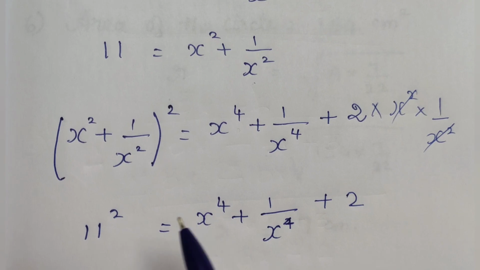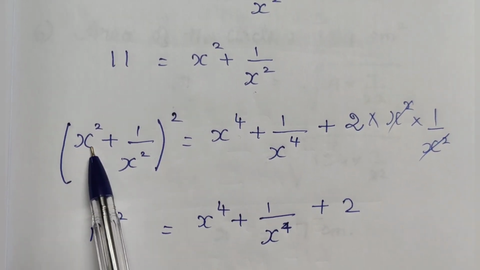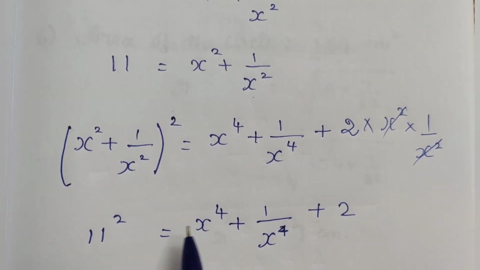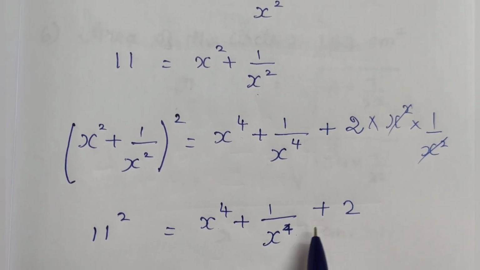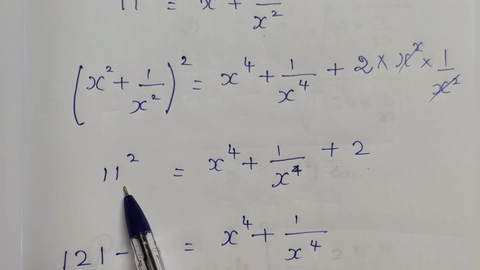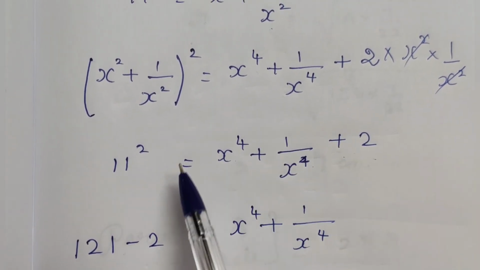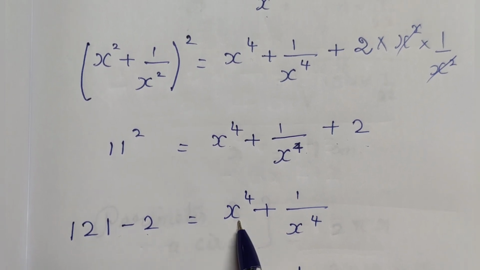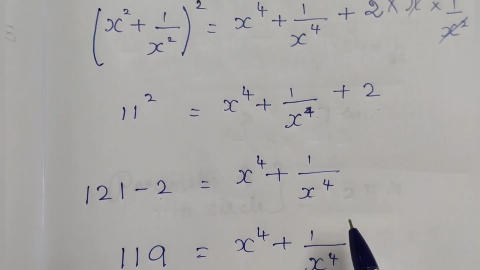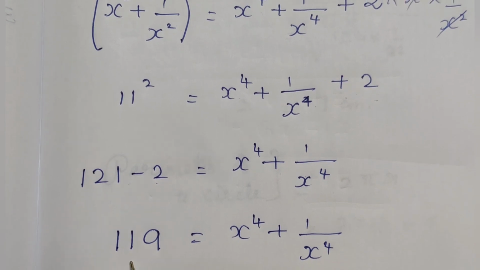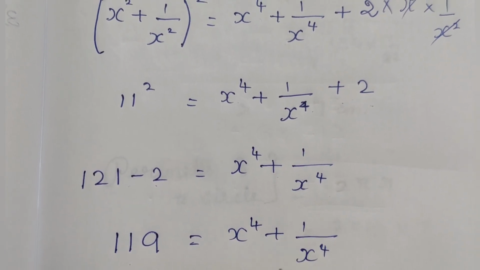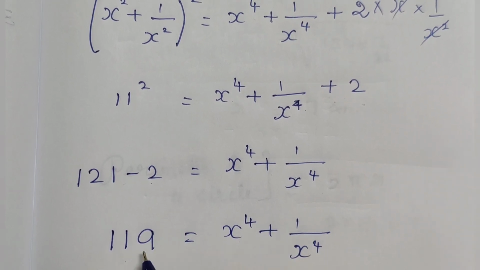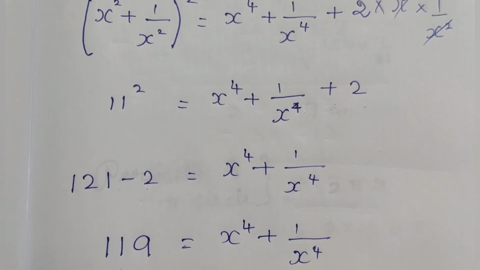So we get 11. I substitute here: x square plus 1 by x square is 11, the whole square equal to x power 4 plus 1 by x power 4 plus 2. 11 square is 121. Plus 2 comes this side. It becomes minus 2. So 121 minus 2 equal to x power 4 plus 1 by x power 4. So we get 119 equal to x power 4 plus 1 by x power 4. So thus the value of x power 4 plus 1 by x power 4 is equal to 119.